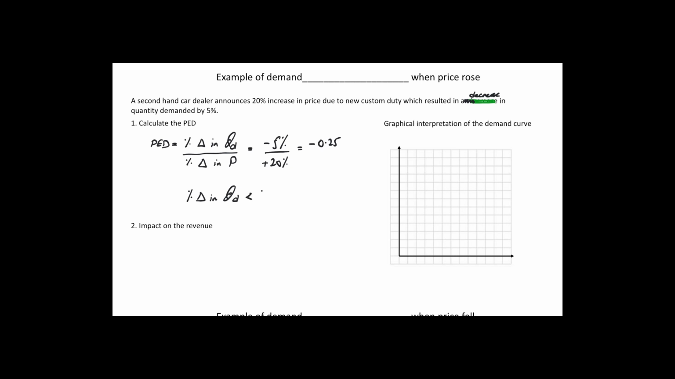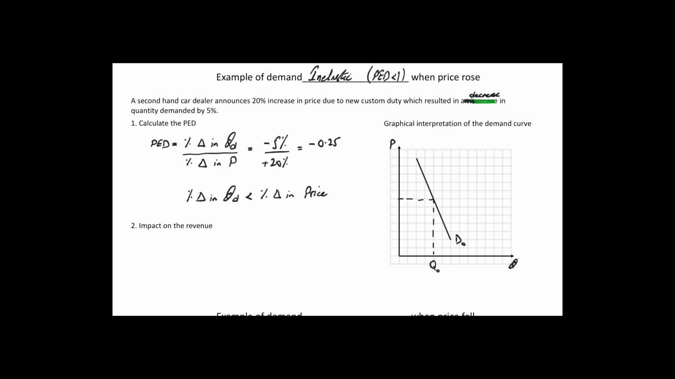The percentage change in quantity demanded is less than the percentage change in price. So in that case, it has to be inelastic because the value is less than 1. So for the graphical interpretation of this, because it's inelastic, the graph has to be steep. And let's do our markings.